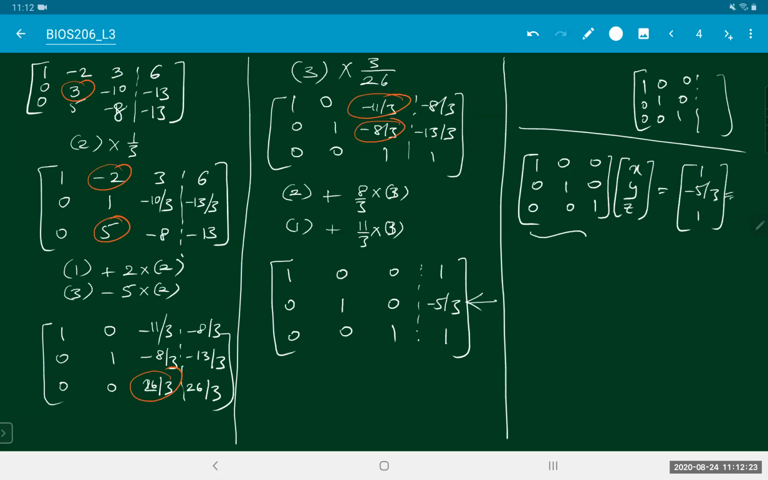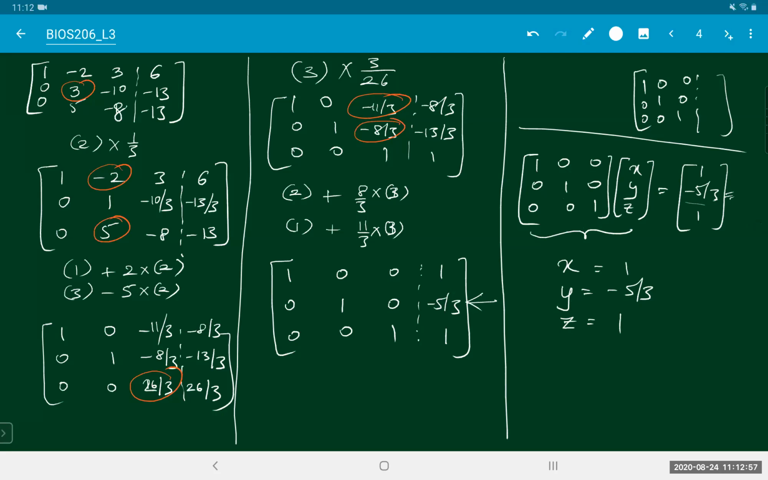And now if you do the matrix multiplication and get back the original equations, you'll see that this is 1 times x plus 0 times y plus 0 times z. So that is x, and on the right hand side, this is equal to 1. Similarly, from the second row, you get y is equal to minus 5/3, and from the third row, you'll get z is equal to 1. So by doing these elementary row transformations, we have managed to solve these linear equations in 3 variables.